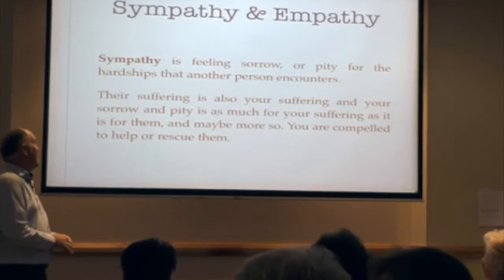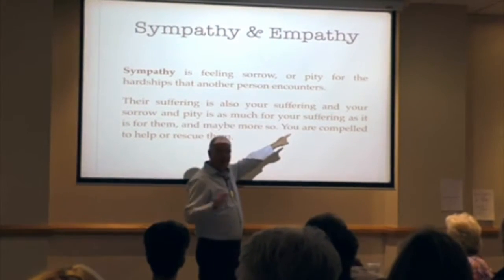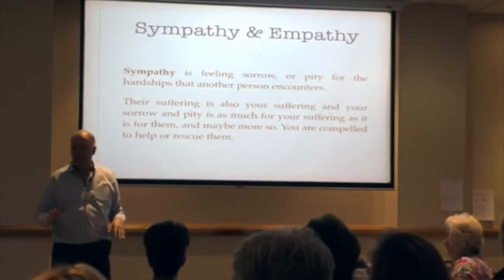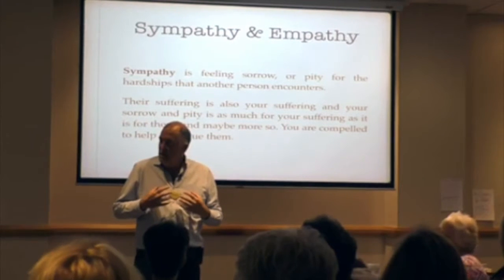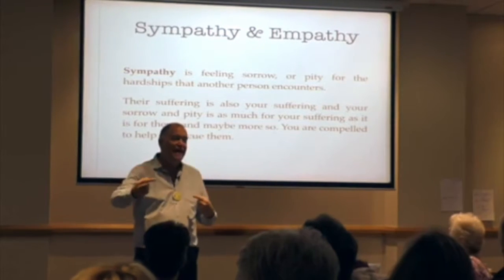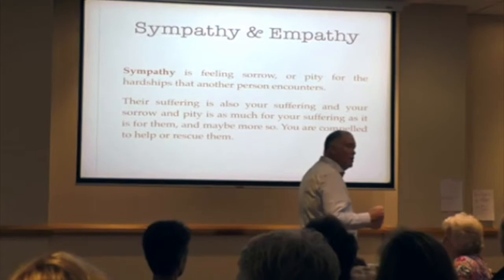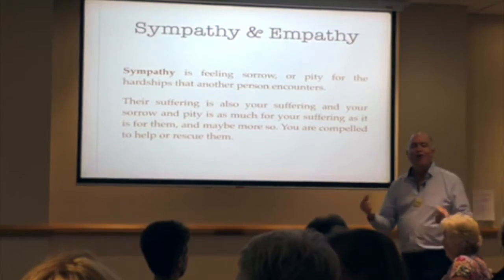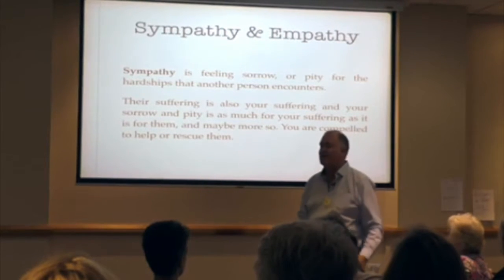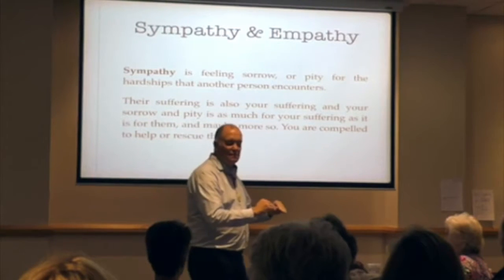Sympathy is feeling sorrow or pity for the hardships that another person encounters. Their suffering is also your suffering. That's the important key here. Your sorrow and pity is as much your suffering as it is for them, and maybe more so. You are compelled to help or rescue them. When you come from a place of sympathy, you are emotionally caught in the same pain. And that is your pain, not theirs. At that place, your work is about relieving your pain, not theirs. So you're wanting to give them what you want for yourself. And what happens is we start to develop codependent relationships, and a whole lot of other things start to play out that basically are a formula for continued suffering.